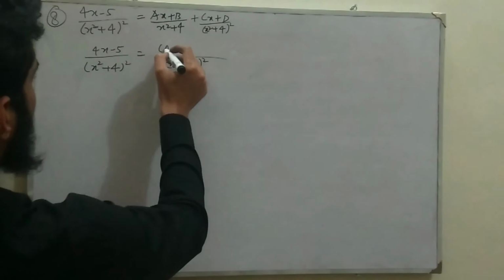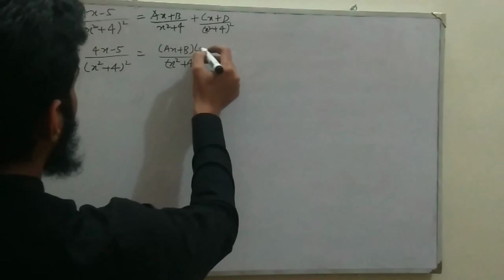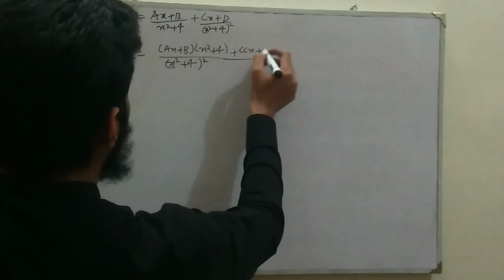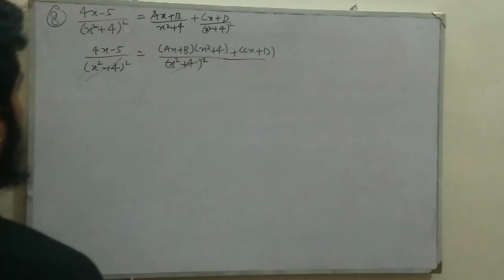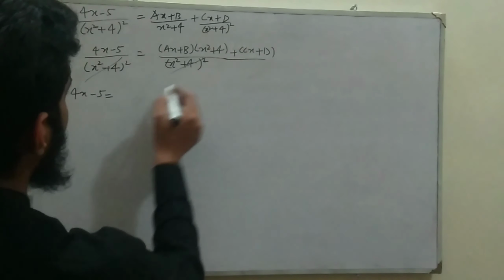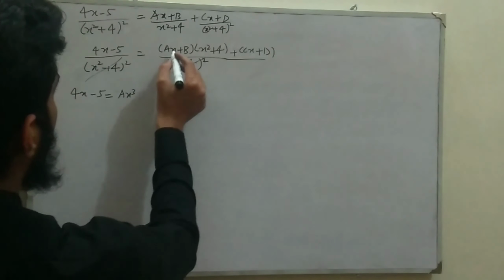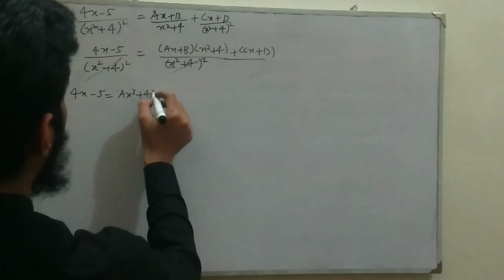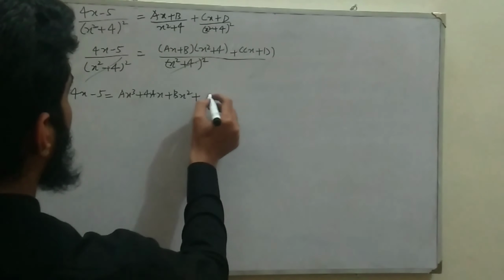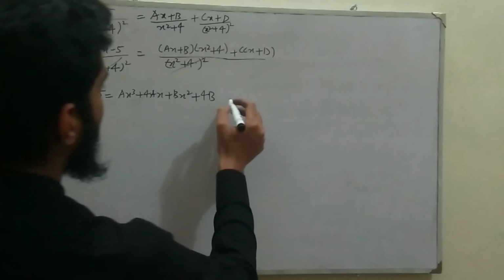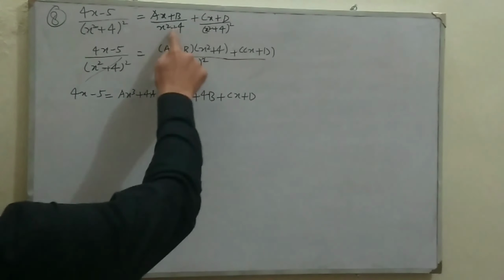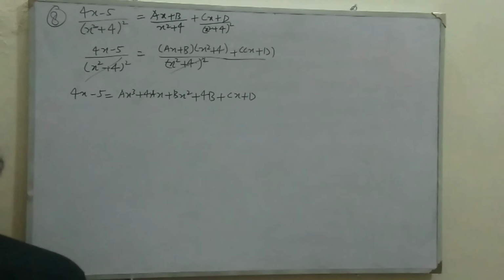So it becomes ax plus b multiply x square plus 4, and here it becomes plus cx plus d. Now cancelling x square plus 4 whole square on both sides. On this side we are left with 4x minus 5 is equal to ax multiply x square, it gives us ax cube, and ax multiply 4 gives us 4ax, and multiply b with x square gives us bx square. Multiply b with 4 gives us 4b, and here plus cx plus d. Now here there is no linear factor, that's why we cannot put any x values.